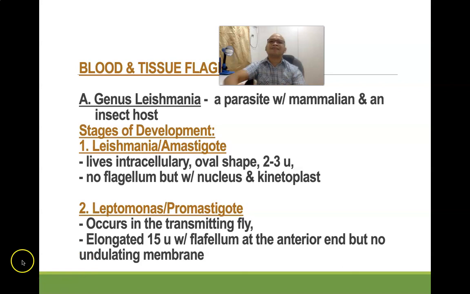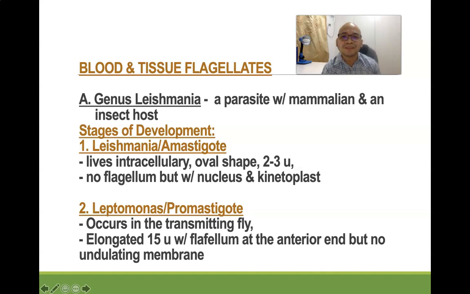Flagellates are actually divided into two types. So the first type of flagellates, we call them the atrial flagellates. So when we say atrial flagellates, we are referring to lumen dwelling. So in fact, we have already discussed these atrial flagellates from the previous lecture. To give you the review, an example of the atrial flagellate was Giardia lamblia.